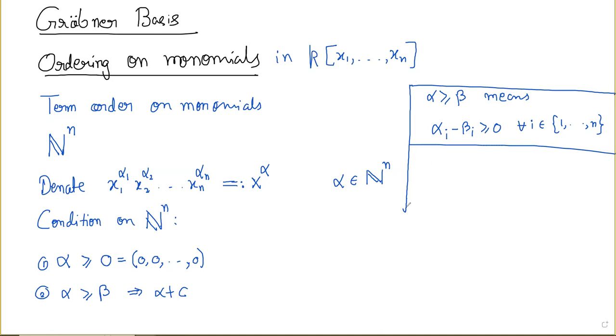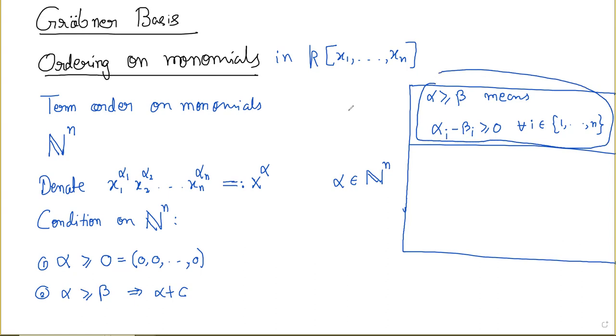Okay, so there is another ordering using monomials. So the first question is, this ordering is on what? Yes, it's on n power n. And the ordering on the monomials, so you're going to use this to give an ordering on the monomials.